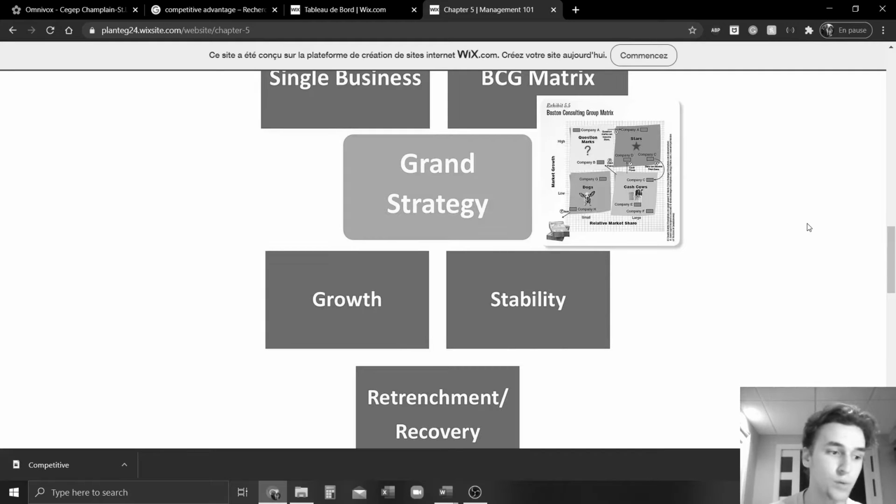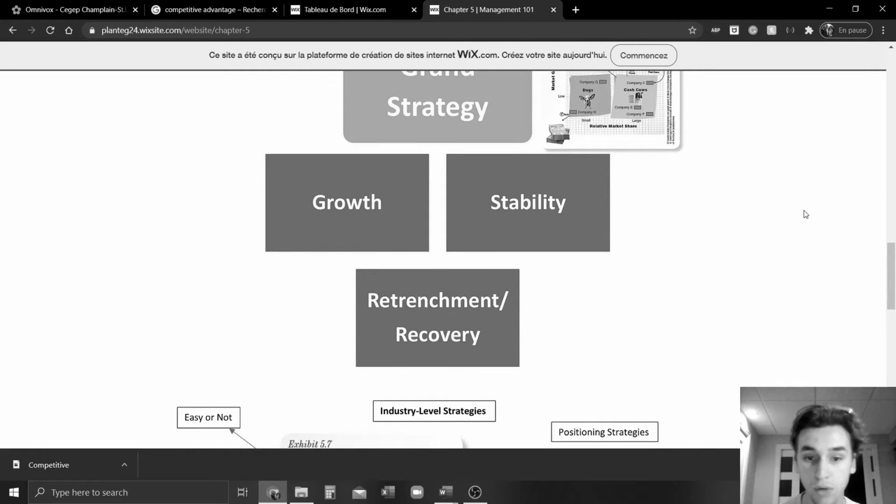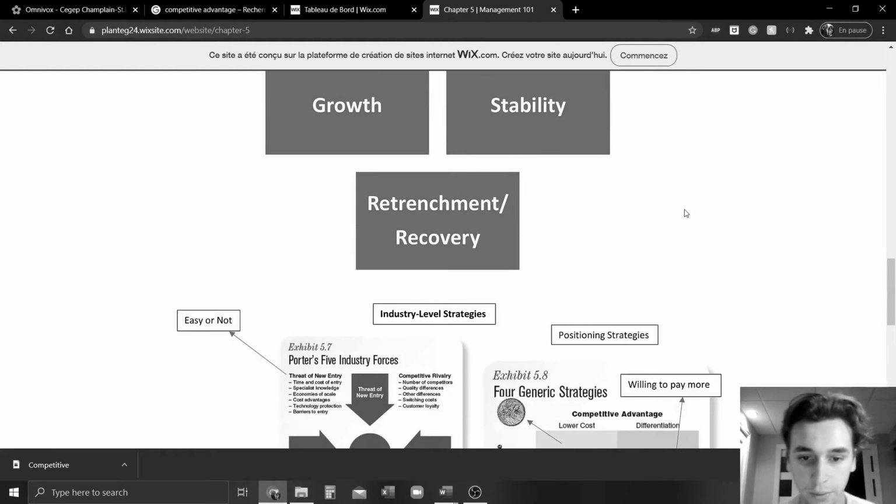So growth is when you want to do anything in order to grow your business. You can multiply the number of products. You can change your way. You can create new products, trying to fulfill the needs of the people. While stability is when you're trying to improve the current product you're selling at its best. And then retrenchment or recovery is when maybe you see that some part of management is not going well in a category, so maybe you can hire new people, and you can fire some others.